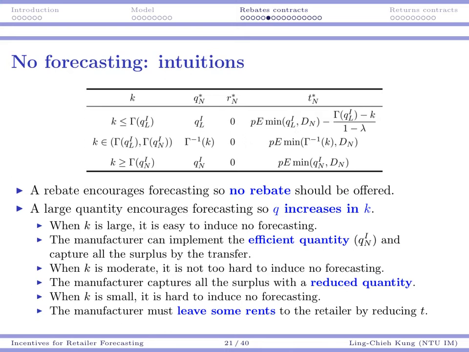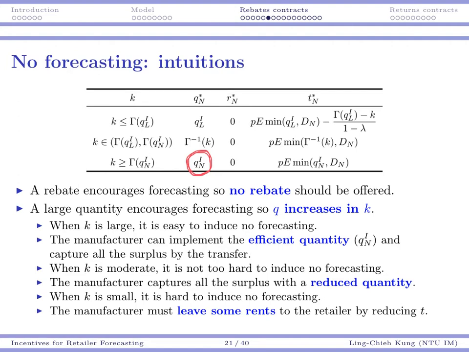When the manufacturer can implement the efficient quantity, that's going to happen when K is really large. Please note that this is the system optimal order quantity when K is large enough. Why? This system is decentralized.